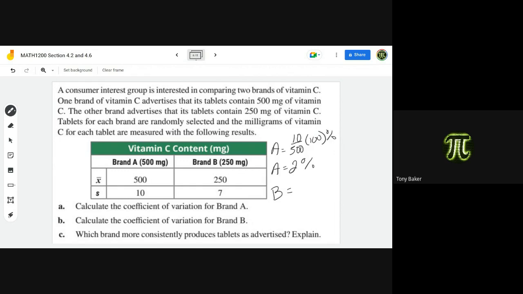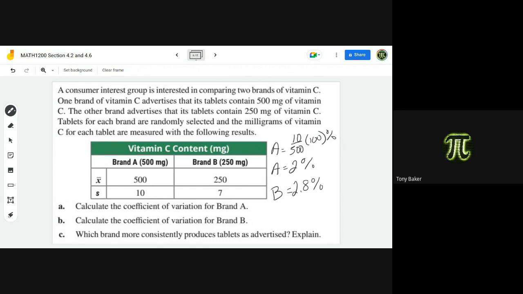So what'd you get for B? 2.8%. So which brand is more consistent in their actual milligrams per tablet? A. It's got a 2% variance, where B has got a 2.8% variance. So A is more consistent, even though its standard deviation is higher.